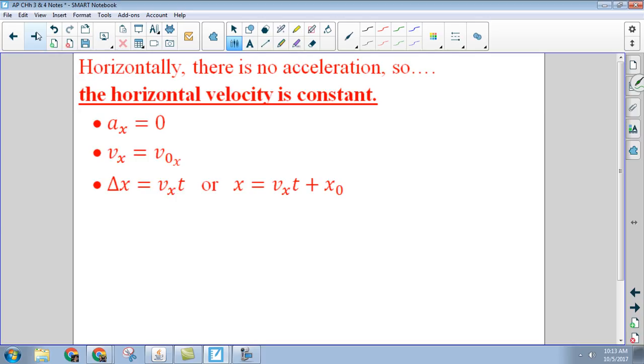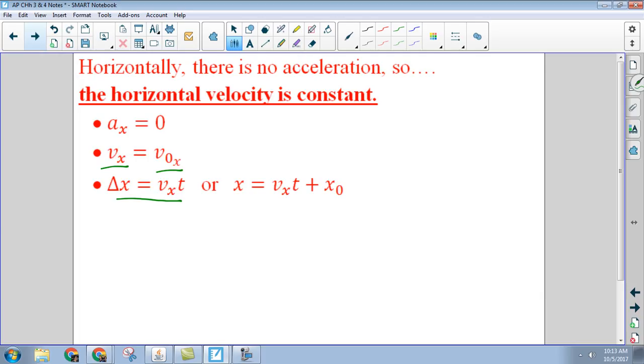And then, horizontally, here are the things you need to know about the horizontal motion. Horizontally, your acceleration is 0. Horizontally, your velocity stays constant. So at any given instant, your horizontal velocity equals your initial horizontal velocity. Okay? And then, your horizontal displacement is just vx times t.